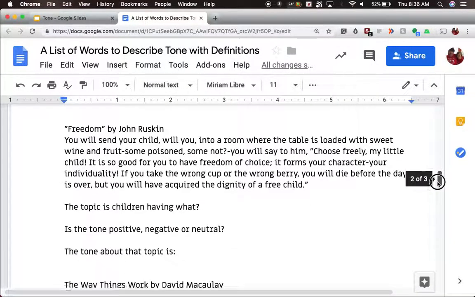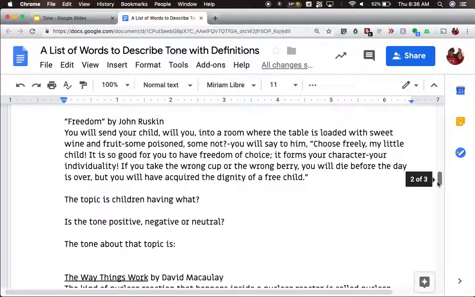Right, so you should be unpaused, and now you should be on the back side. Now we're going to be talking about this piece. It's an excerpt from a piece called Freedom by John Ruskin. When you're reading it, I want you to figure out what the subject matter is, and then what the tone is. Is it positive, negative, or neutral? And then what is the topic there? So this is the piece.